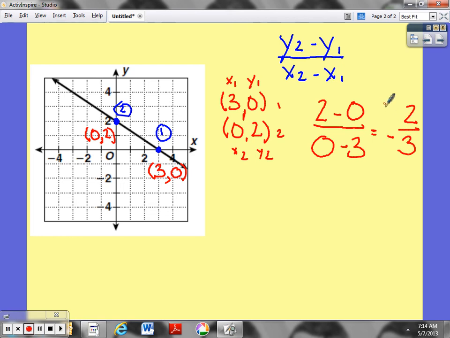I have a rise of 2 and a run of 3, but it's negative because the line is sloping from the top left quadrant to the bottom right, so we are at a negative slope. Okay, hope this helps you out.